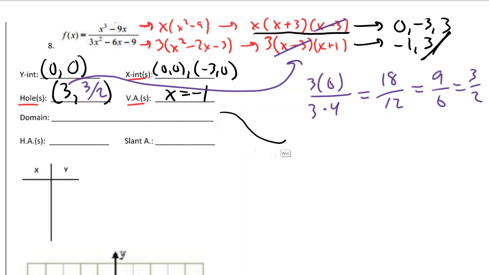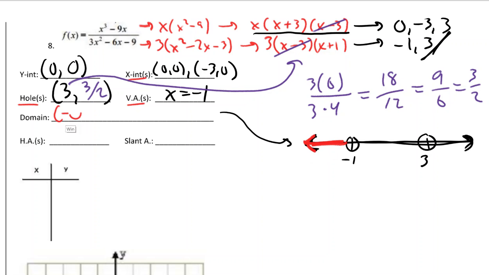Okay, domain asks what can I plug in, so I can plug in almost any x value I want to, so I'm going to show that with the number line. But I can't plug in any number that makes me divide by 0. So I get to reuse this information and say negative 1 can't be part of my domain and 3 can't be part of my domain. So anything less than negative 1, which we would write like this. Anything between negative 1 and 3, which we would write like this. And then finally anything bigger than 3, which we should write like that.